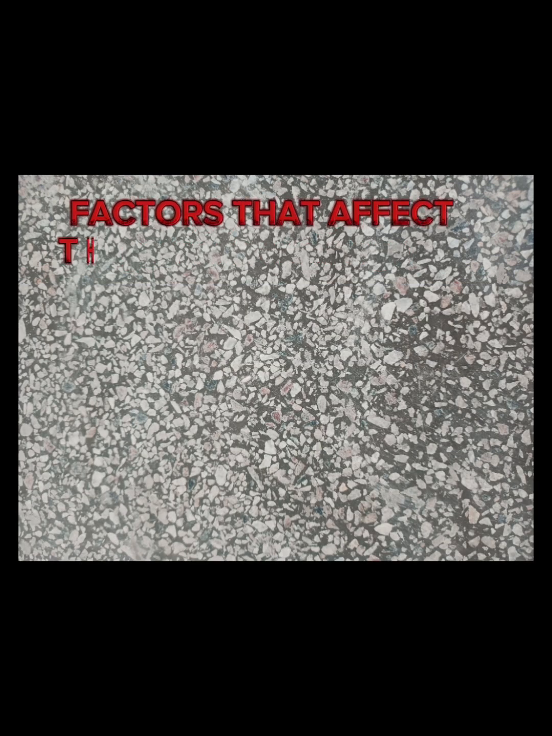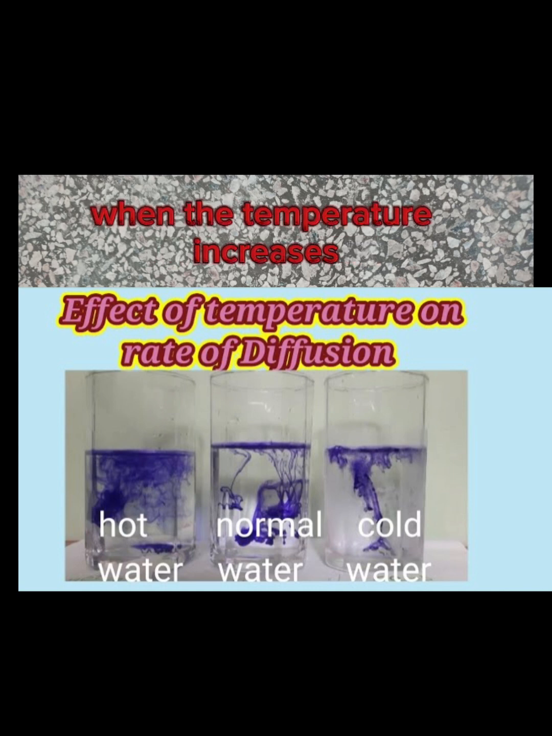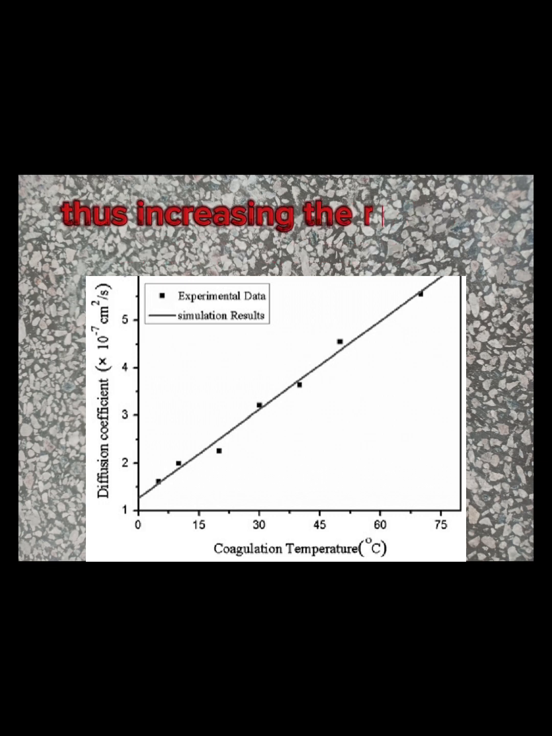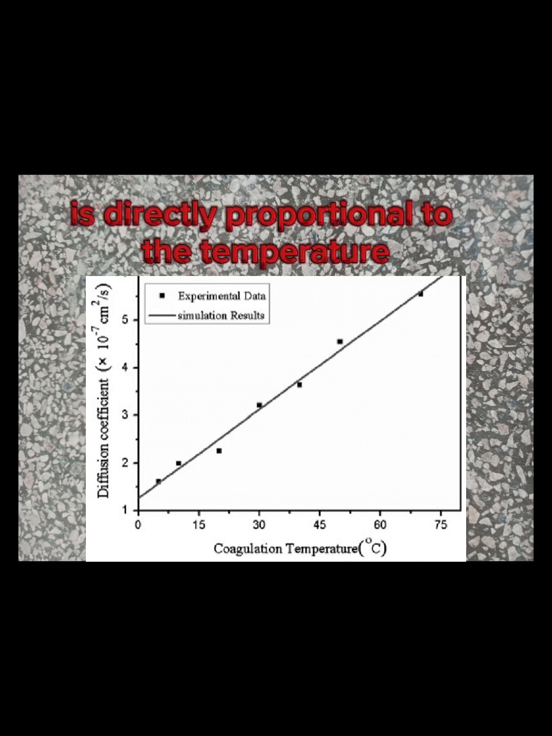Factors that affect the rate of diffusion. Number 1, temperature. When the temperature increases, it increases the kinetic energy of the diffusing molecules. This results in more random movement of the diffusing molecules, thus increasing the rate of diffusion. On the other hand, decrease in temperature decreases the rate of diffusion.